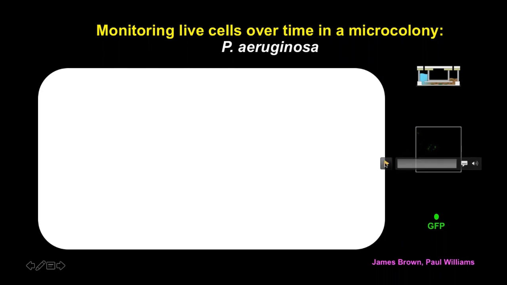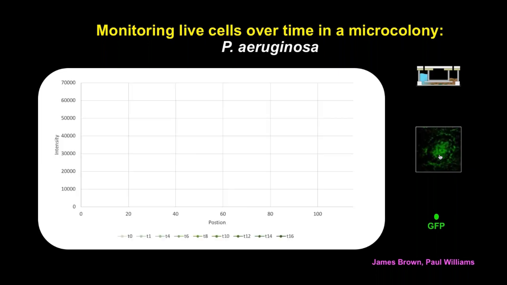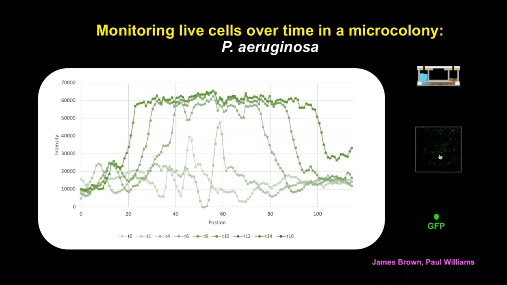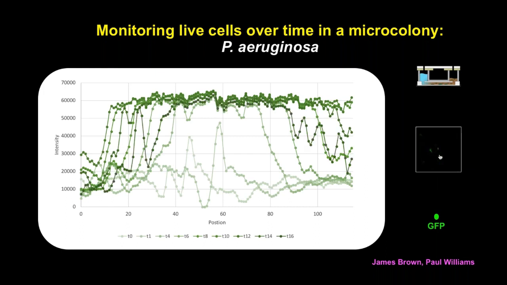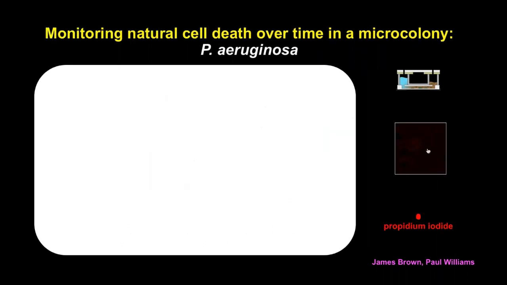Here you're going to see a video of a microcolony inside the BioFlux growing, producing GFP, and you can see it gets greener and greener and greener, showing it's alive, and then that recedes because it starts dying. And on the graph, which should come up now, you can see the scan of that, where the center of the microcolony is getting greener and greener and greener and dying.